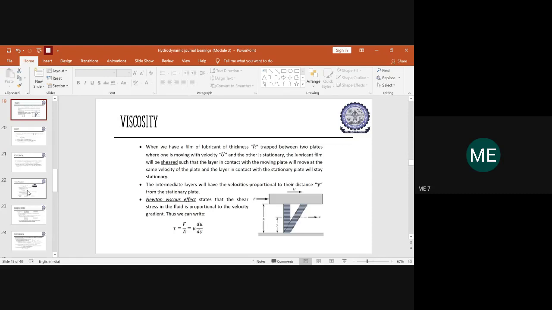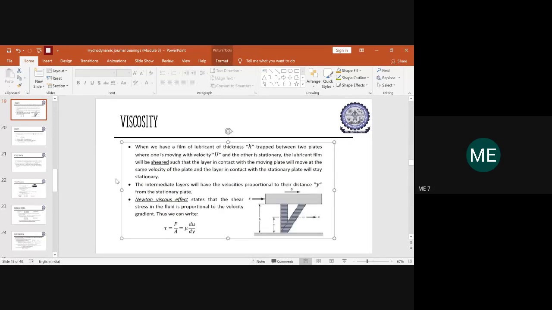Before going to the derivation of the Petroff equation, let us brush up on the viscosity aspects. Everyone knows all lubricants have a certain viscosity. When we use a film of lubricant of a particular thickness, you can see you have a lubricant layer with a top plate and a bottom plate, right? The film of lubricant has thickness H, so from here till here is the entire thickness of the film we are using.